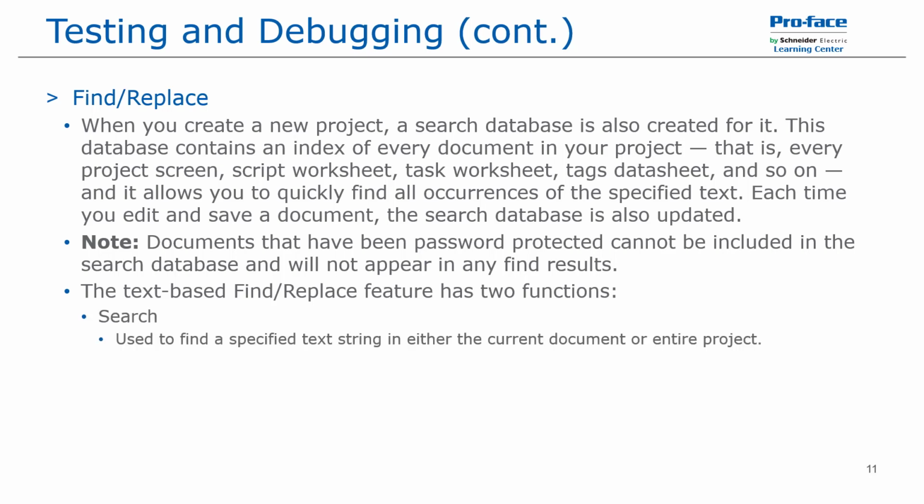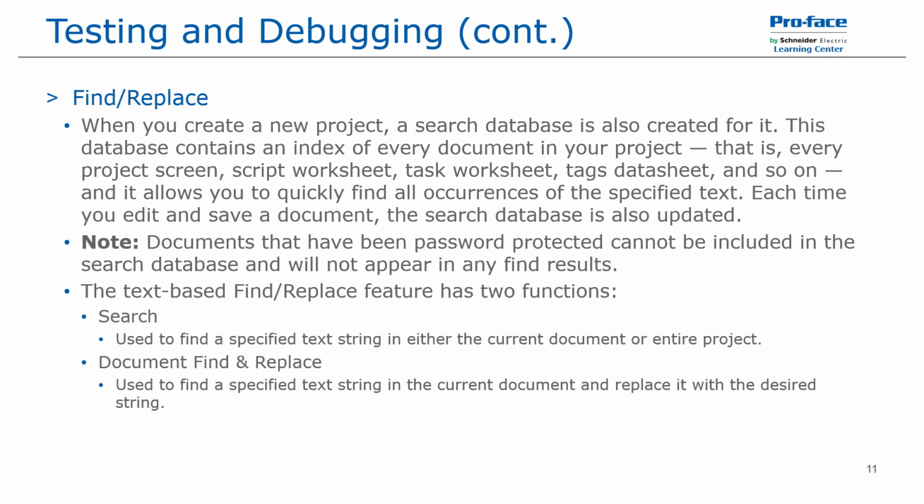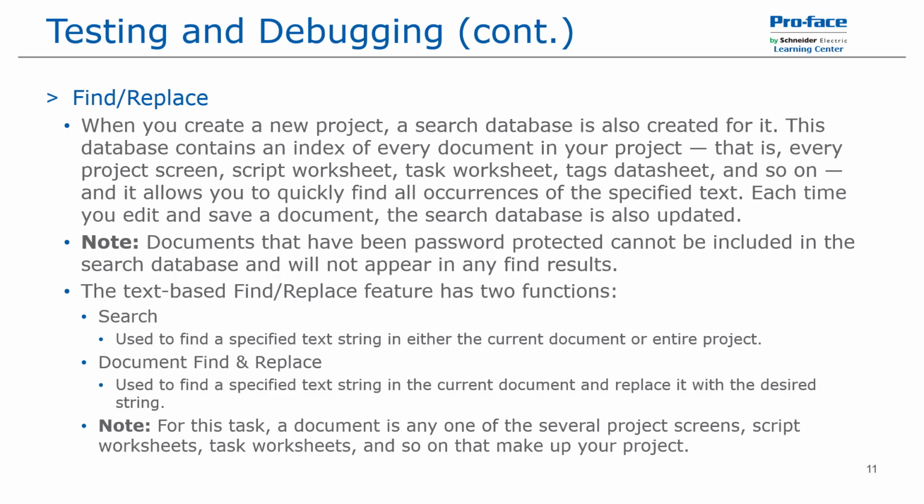And the two functions are search, which is used to find specific text strings in either the current document or the entire project, and the document find and replace. This is used to find a specified text string in the current document and replace it with a desired text string. Also note for this task, a document is any one of several project screens, script worksheets, task worksheets, and so on that make up your project. So we're not looking just simply in screens, we're looking throughout the entire application for the string of text that we're searching for.